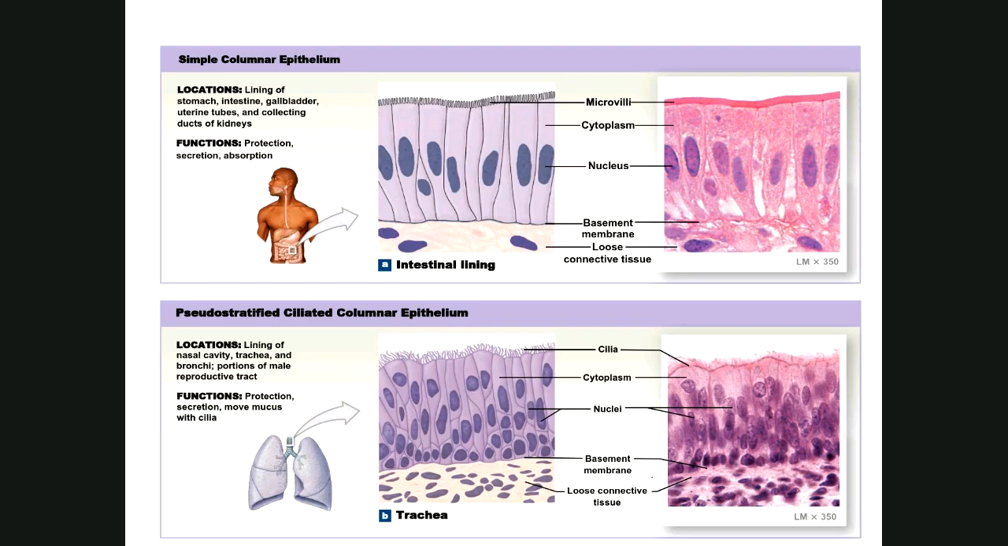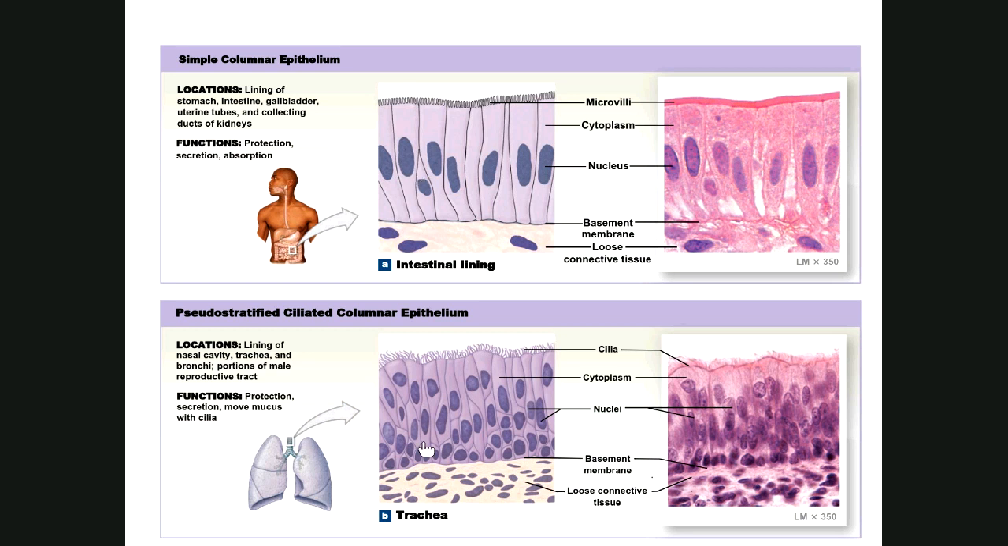Here's your example of simple columnar in the gastro tract. Again, you can see there are microvilli to increase the surface area, which increases absorption, for example. That's a good example of the stomach and intestine, hence the name GI tract. So you can get a gist of it.